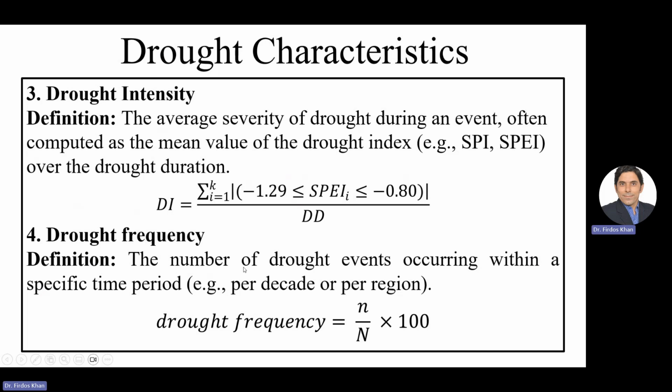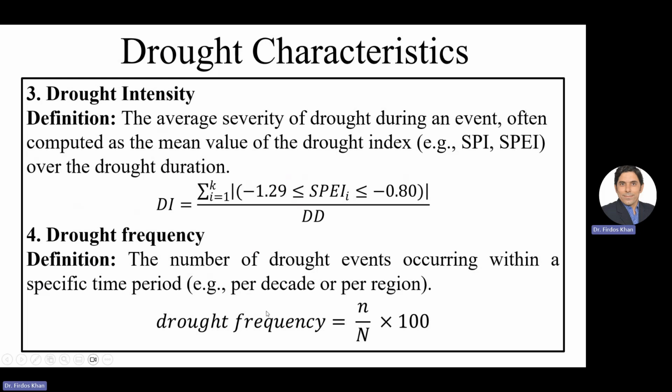Drought frequency: the number of drought events occurring within a specific time period, e.g. per decade or per region. We can calculate drought frequency as equal to n. Remember, the number of drought events occurring within a specified time period. Whether that is a decade, a year, or a region, the number of drought events occurring is called drought frequency.